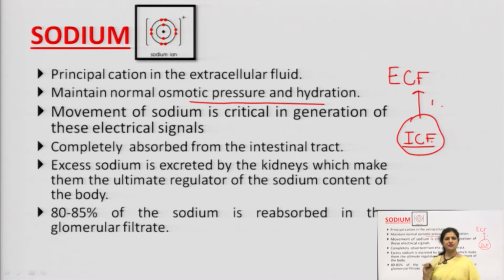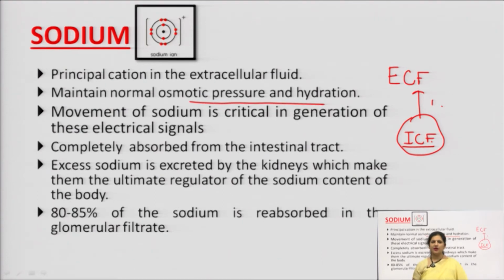The movement of sodium is critical in generation of these electrical signals, and it is completely absorbed from the intestinal tract. Excess of sodium is excreted by the kidneys, which make them the ultimate regulator of the sodium content of the body. 80 to 85% sodium is generally reabsorbed in the glomerular filtrate. So, this is what happens to the sodium cation in our body.